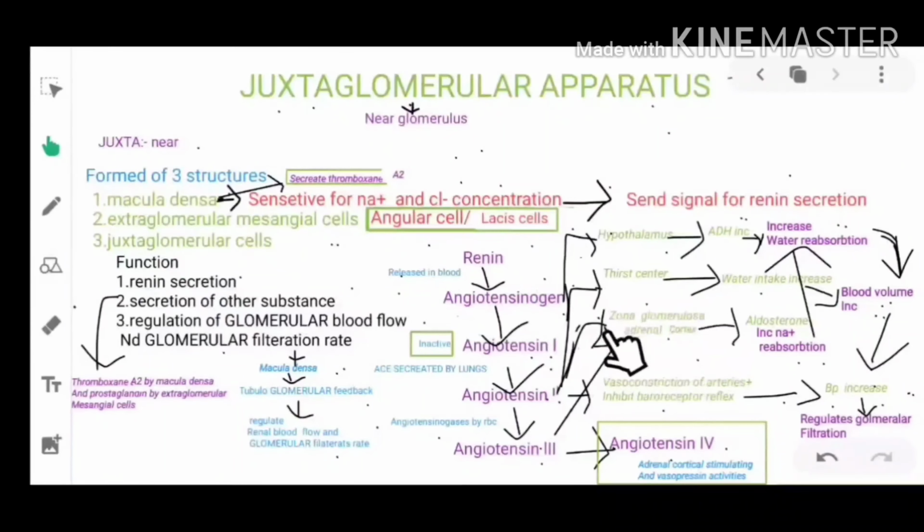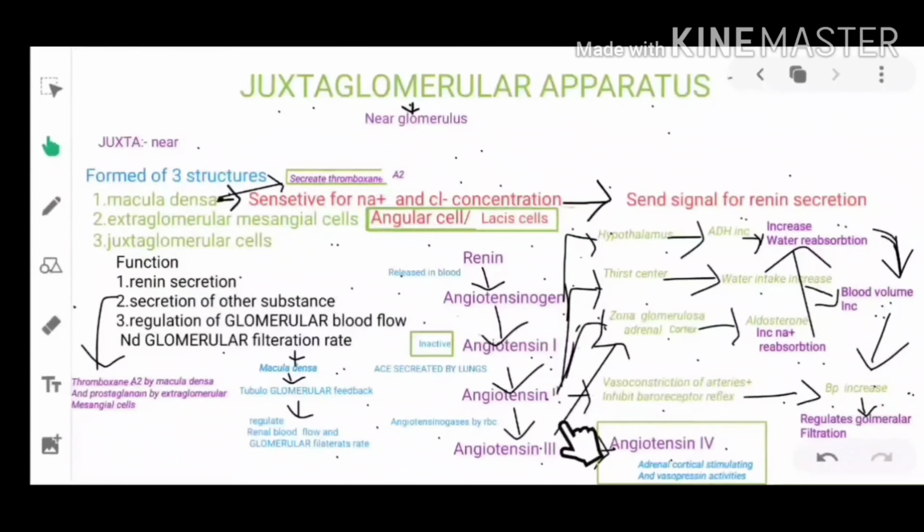And then it also stimulates the cells of the adrenal cortex, which secrete aldosterone, due to which there is increased sodium reabsorption, and with increased sodium reabsorption there is increased water reabsorption, and then as water reabsorption increases, blood volume increases and blood pressure increases.